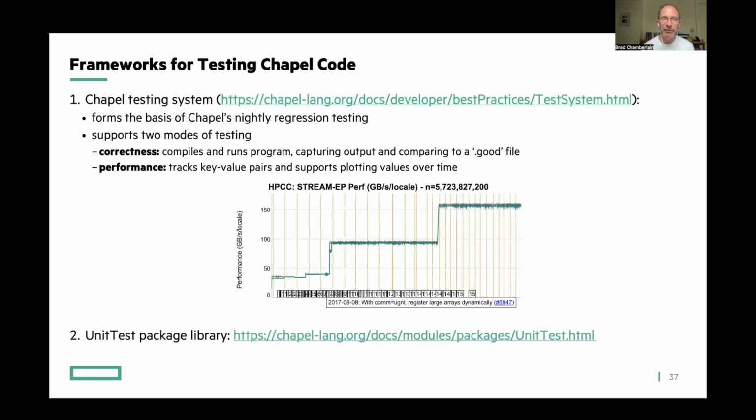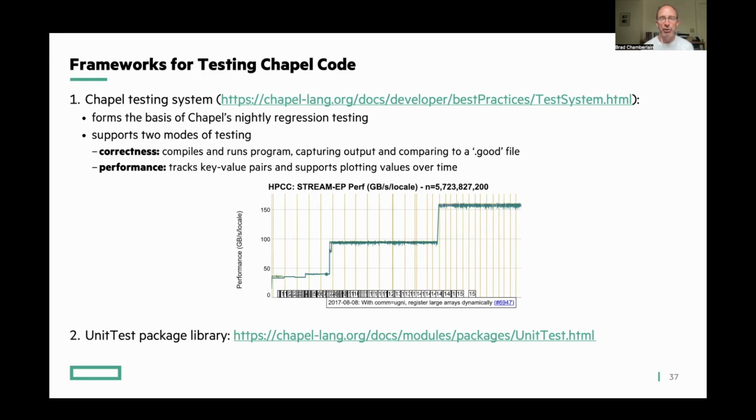We're also asked about testing Chapel code. There are two main ways that people do Chapel testing in practice. The first one is that we have a testing system that is specific to Chapel, and this is what we use to do our nightly regression testing, which involves running hundreds of thousands of tests across many, many platforms.